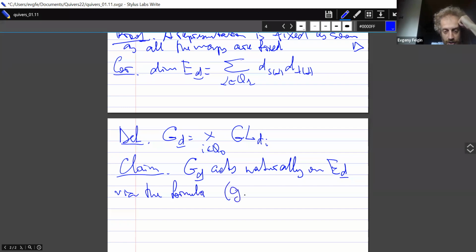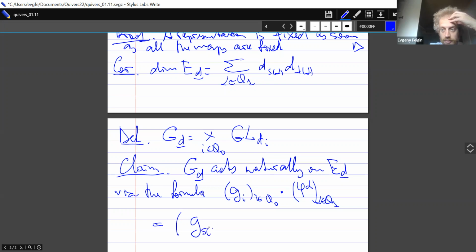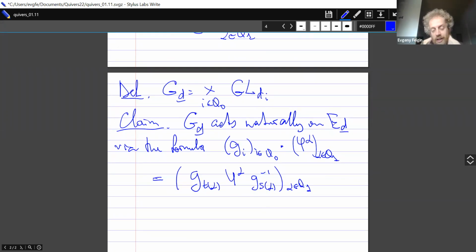So we have a collection of elements g_i, i from Q0, and we apply it to our representation, which is prescribed by a collection of linear maps φ_α. The result is the collection g_{t(α)} φ_α g_{s(α)}^{-1} over all α. This just means that we multiply the maps by our g's on the left and on the right.